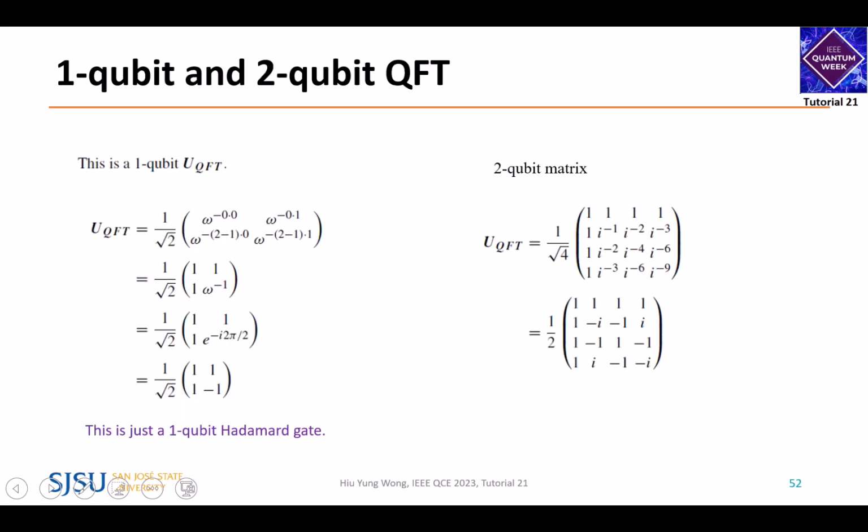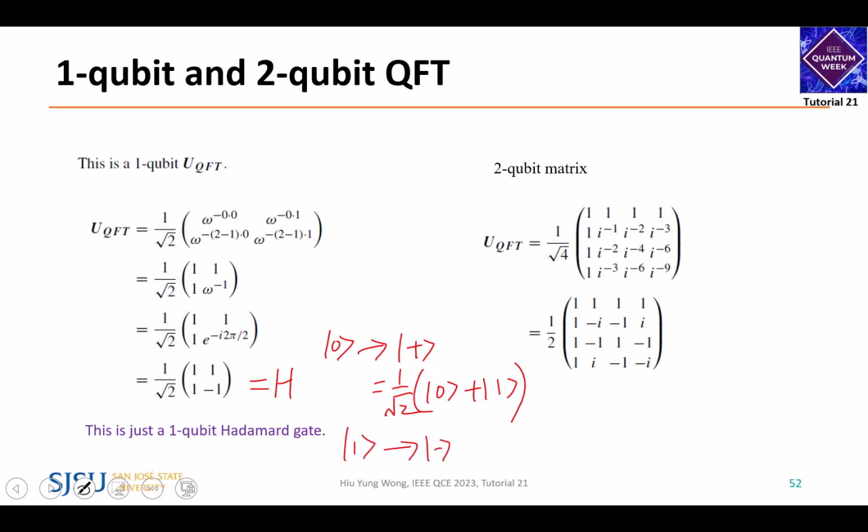The easiest thing to think about is that the 1 qubit quantum Fourier transform turns out to be the same as the Hadamard gate. So isn't that the Hadamard gate? You transform 0 to the plus state, which is 1 over square root 2 times (0 plus 1). And then you transform 1 to the minus state, which is 1 over square root 2 times (0 minus 1), right? So again, what it does is that it transforms the coordinate, the basis state.